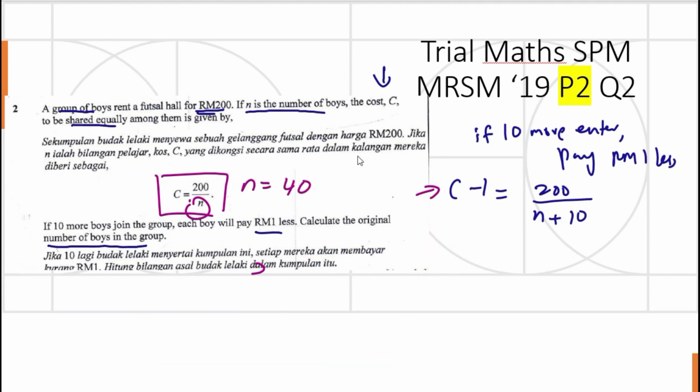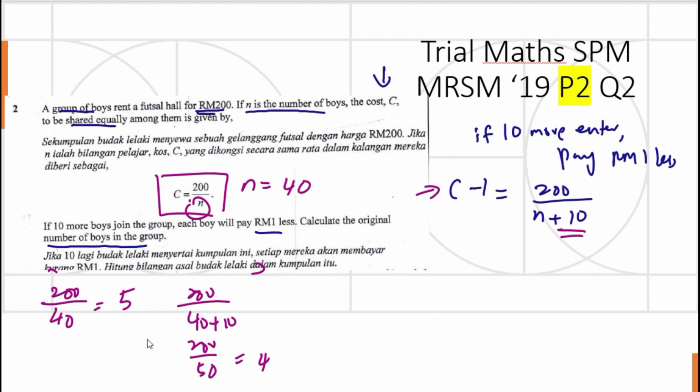And you can check by checking if 200 divided by 40 is equal to 5. And if we add another 10, then it would be 40 plus 10, or 200 divided by 50, which is equal to 4. So we know if we add another 10, the previous one they need to pay 5 ringgit. After adding 10, now they have to pay 4 ringgit.